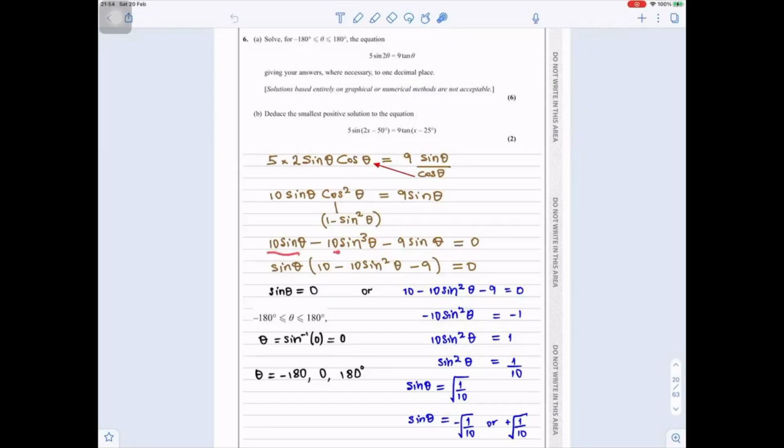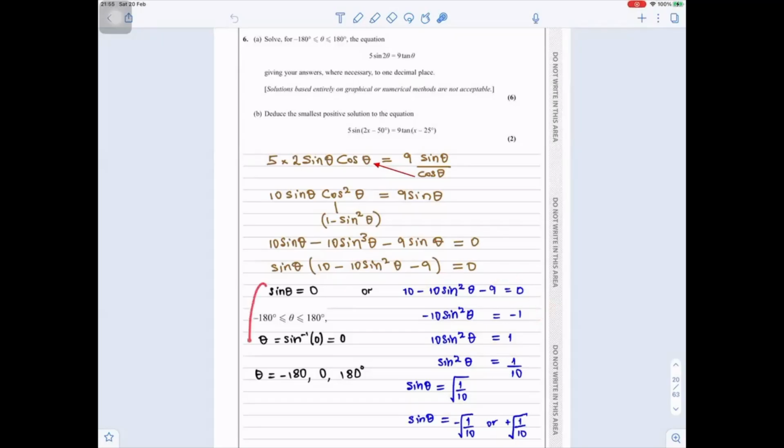10 sine theta minus 10 sine cubed theta minus 9 sine theta. It's all sine theta, sine theta, sine theta. So you can factorize. Sine theta is there, there, and there. It comes out of the bracket. You have 10 minus 10 sine squared theta minus 9. 10 minus 9 is 1. So sine theta equals 0 is one option. Or 10 minus 10 sine squared theta minus 9 is equal to 0, another option. 10 minus 9 is 1. You take it to the right hand side, it becomes minus 1.